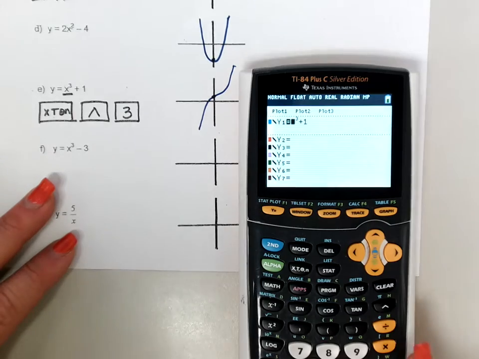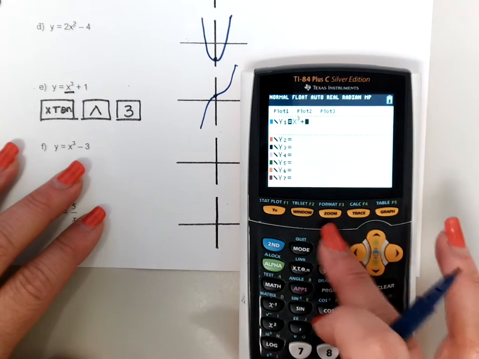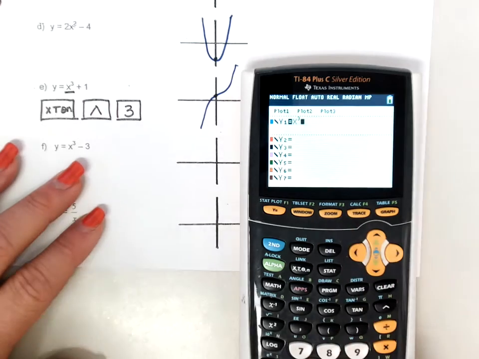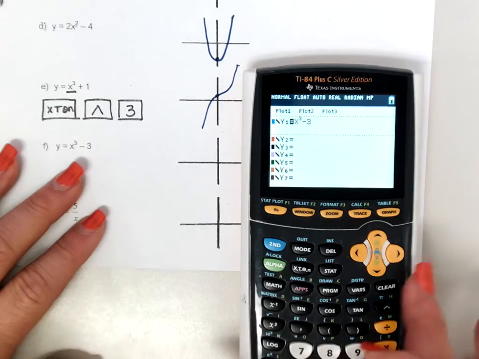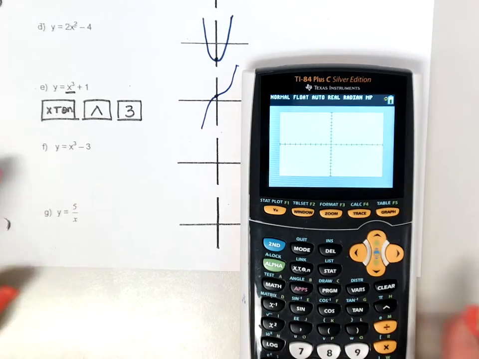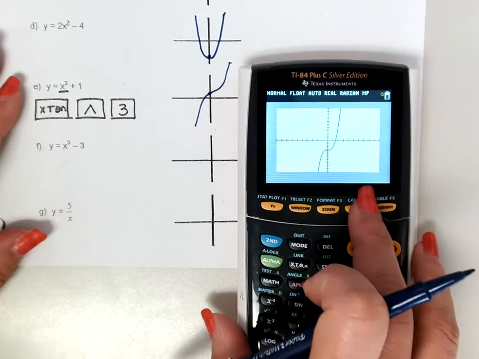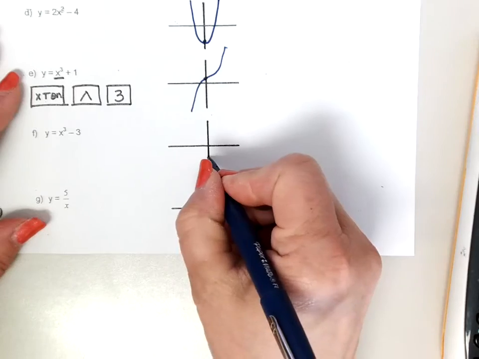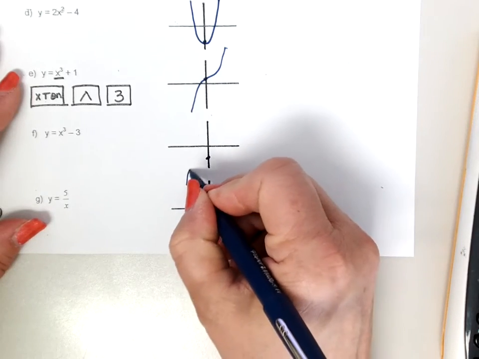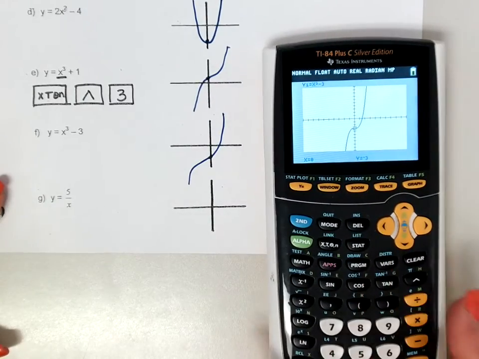Let's try another third power one. Go to y equals. Actually, I can just do this. Delete, delete, and minus 3. So now I have x to the third minus 3. Hit graph. If I hit trace, it looks like it crosses at negative 3 down here, but it looks the same way. Does the same kind of a graph, a little squiggly line graph.